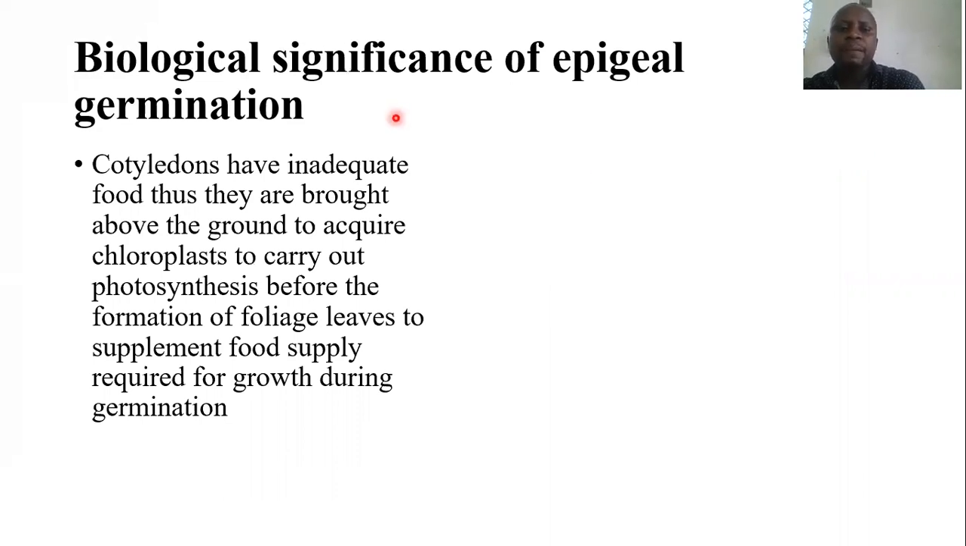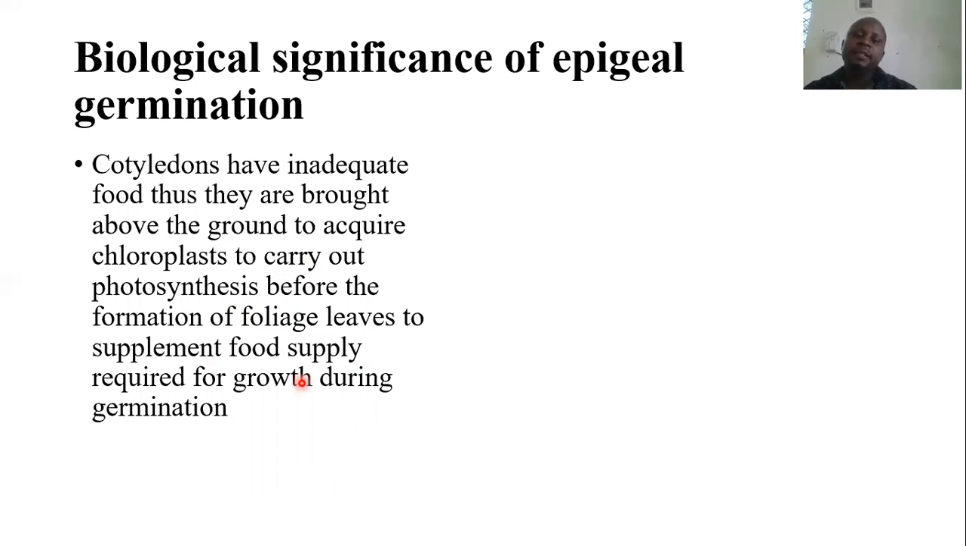So what is the significance of epigynous germination? What do you think is the reason or the importance of epigynous germination? One, the cotyledons usually have adequate food supply. But when they are brought above the surface, they may also develop chlorophyll and undertake the process of photosynthesis. Hence, they are enabled to manufacture food when the plant is yet to produce its own foliage leaves. This will enable the seedling to supplement the food supply, hence making germination occur.